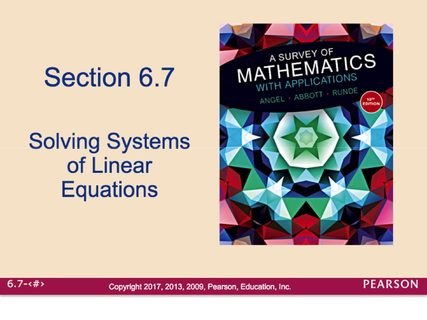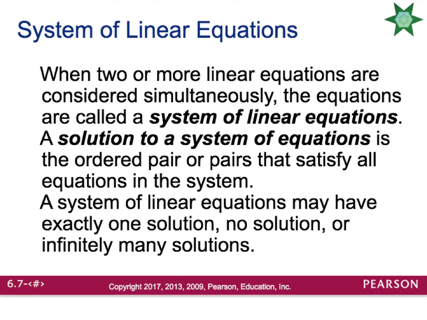Section 6.7 is solving systems of linear equations. When you have two or more linear equations that you consider at the same time, the equations are called a system of linear equations. So when you look for a solution to a system of equations, it's going to be an ordered pair that satisfies every single equation that is listed in the system.